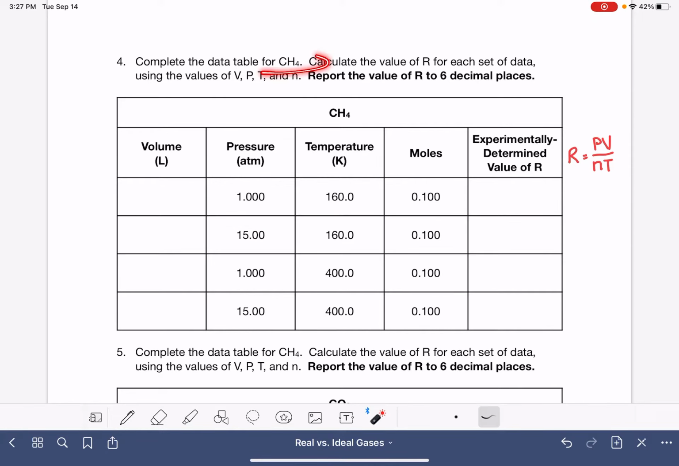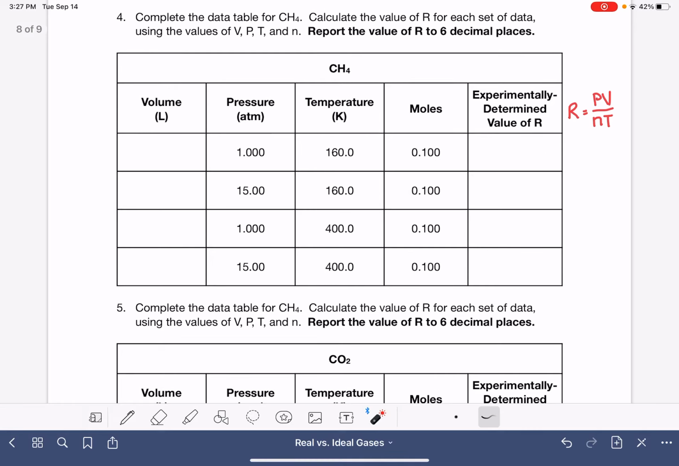Same thing, plugging in these different pressure, temperature, mole, and volume combinations. Because this is not an ideal gas, this is methane, you're going to see more variation in these values of R, meaning that this value of R might not be the same as the next one or the one after that. There'll be some fluctuation here. So notice that you're not being asked to calculate the average this time, because you'll see quite a bit of variation in these numbers.